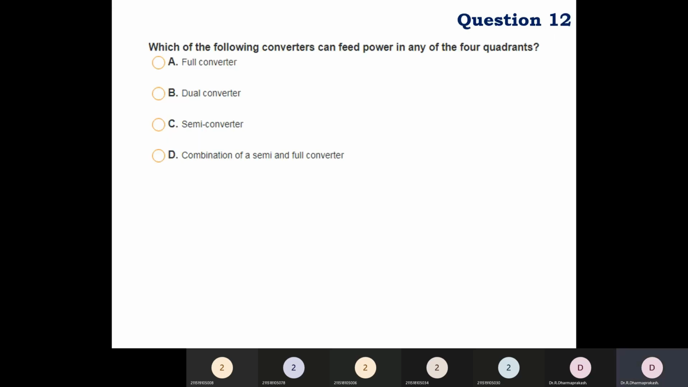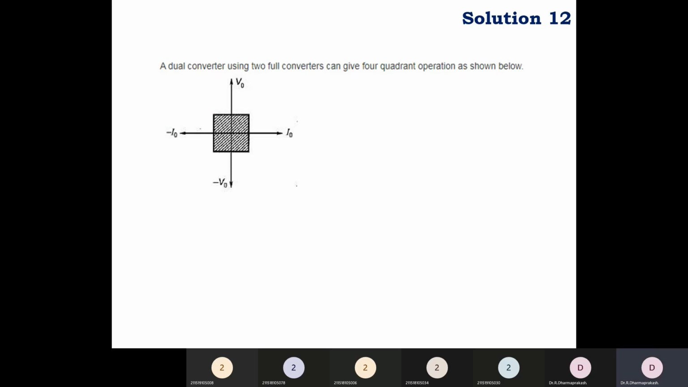The next one. Which of the following converters can feed power in any of the 4 quadrants? This 4 quadrant converter we have to know. First one, full converter. We know that it is a 2 quadrant converter. And the second one is the dual converter. It is a 4 quadrant converter, as we know. And C, semiconverter, it is a single quadrant converter. The combination of semi and full converter, generally we are not using this. So here, the dual converter is the 4 quadrant converter. So a dual converter using 2 full converters can do 4 quadrant operation as well.